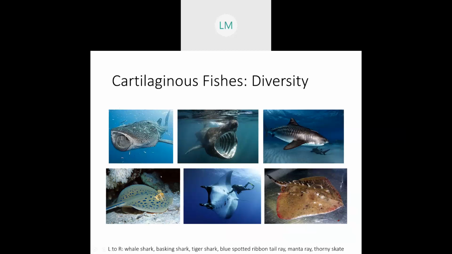And then we've got some rays down here. This is a blue spotted ray, and then a manta ray here, a very large species of ray. And then this is a skate. It looks very similar to the rays, but there are some differences there. So sharks, skates, and rays are going to be in our cartilaginous fish group.